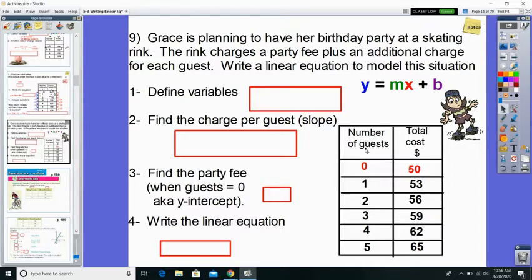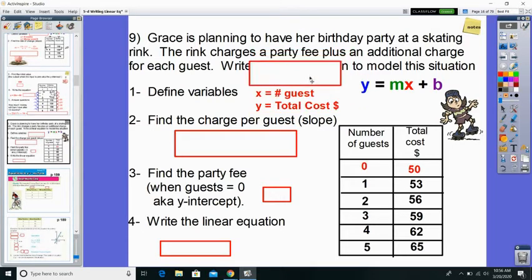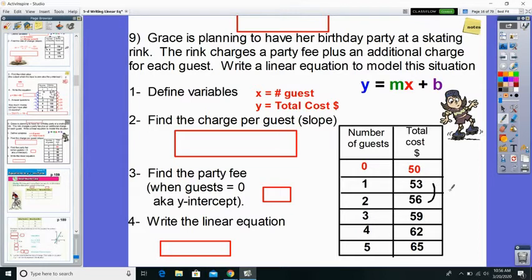So defining our variables, once again, is very easy. You have x and y right in your chart for you. So I'm going to go ahead and say that x is the number of guests and y is the total cost. Now, to find my slope, I know that my change here is plus 3. So they are charging $3 over one guest.